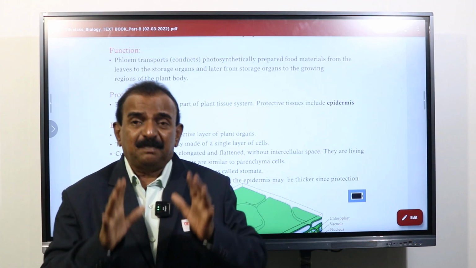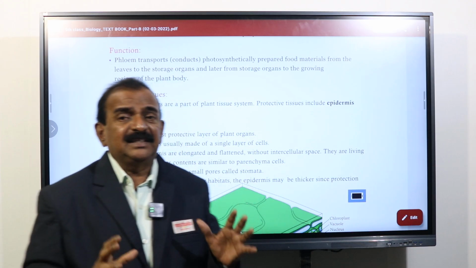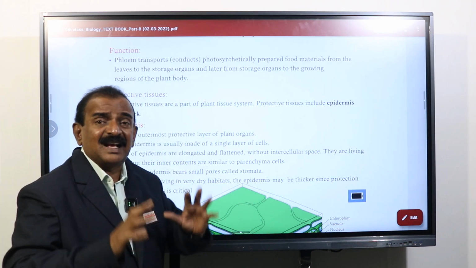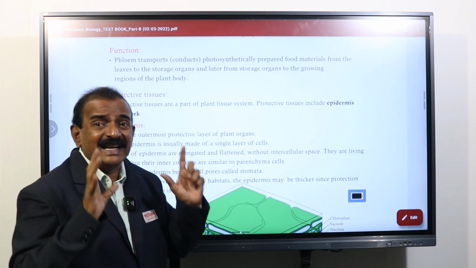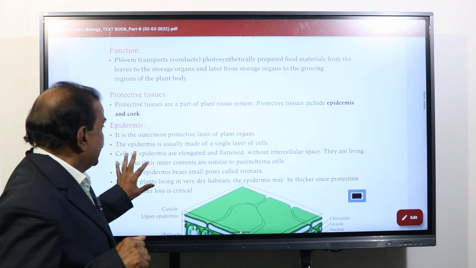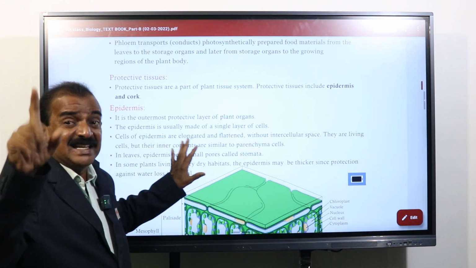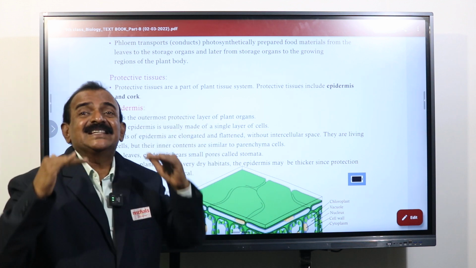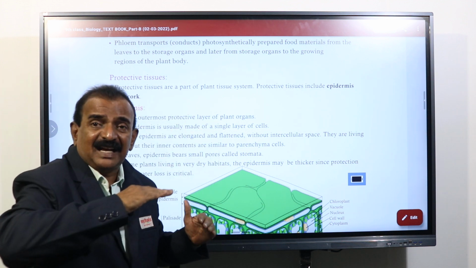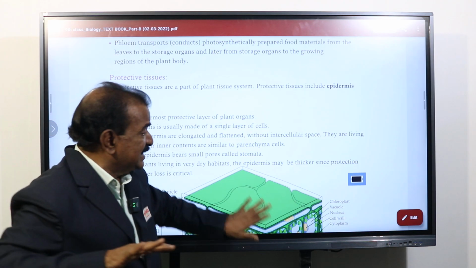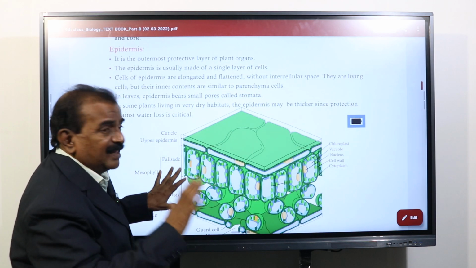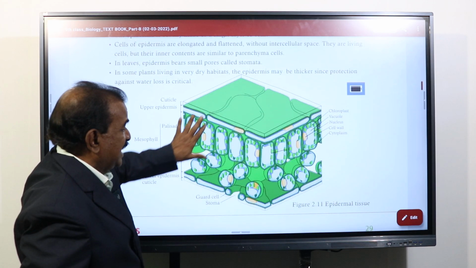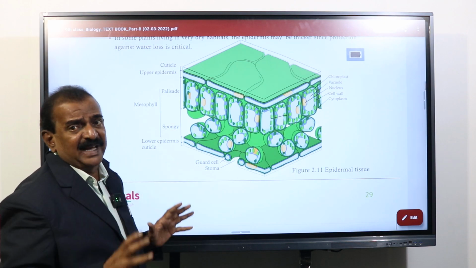These are called the plant organs, and these plant organs are covered with an epidermal layer, the epidermis. Again, epidermis is usually made up of a single layer of cells. I told you it is a single layer. It has elongated cells, and these cells are flat. Here you see on the board, it is an excellent, beautiful diagram.